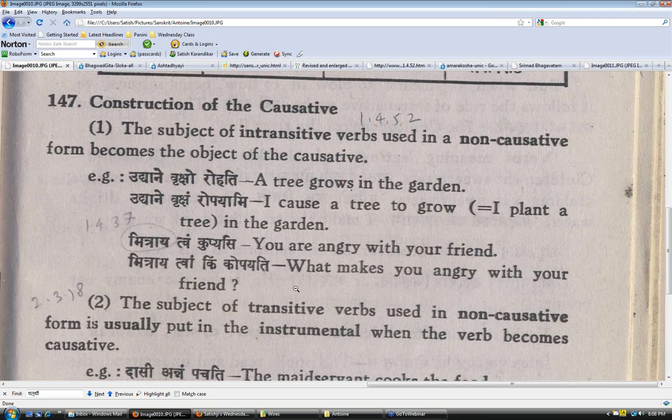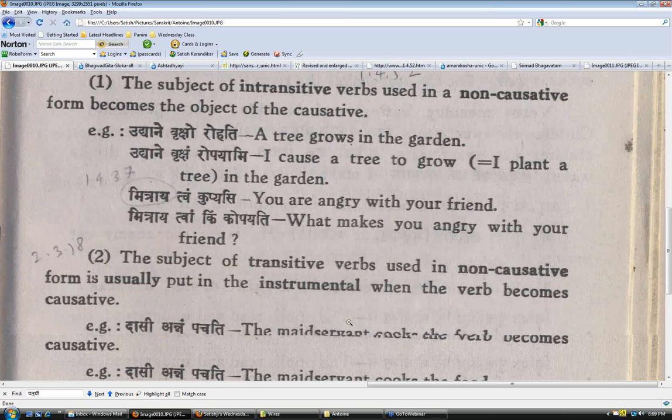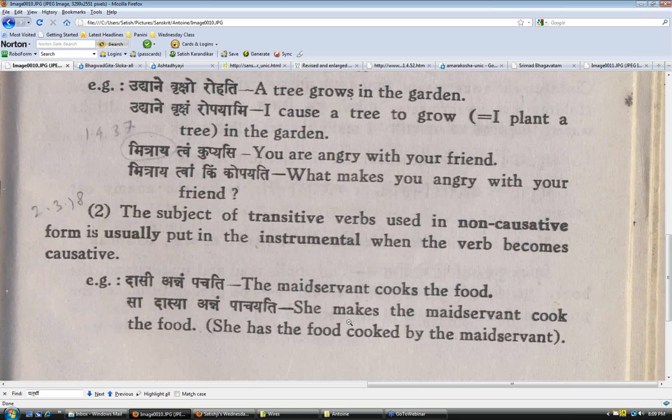So still akarmaka is still holding here. That's why I say mitraya tvam kim kopayati. Who makes you angry with your friend? Because the tvam, the yushmat, was the anikarta. He took the karma sanya. And then he goes on to say that the subject of transitive verbs, using non-causative form in the anikarta, for the sakarmaka dhatus, is usually put instrumentally. We already saw that because of kartikarana yostitiya.